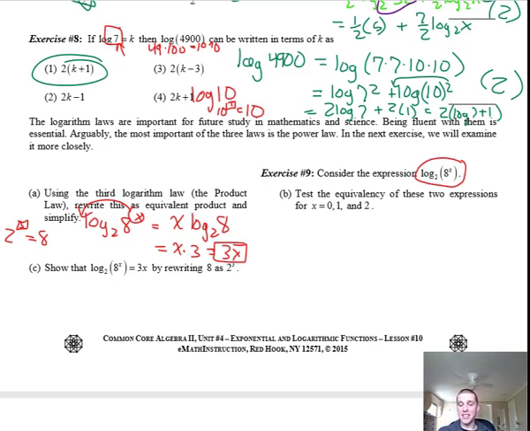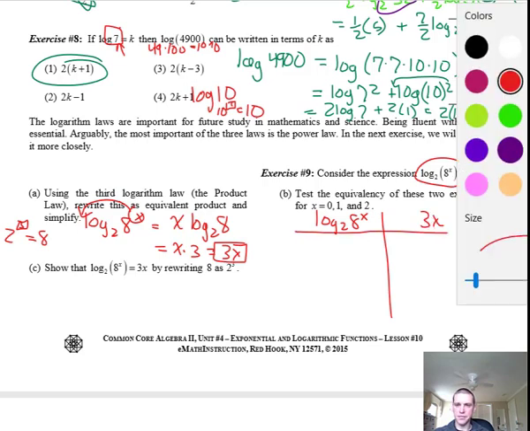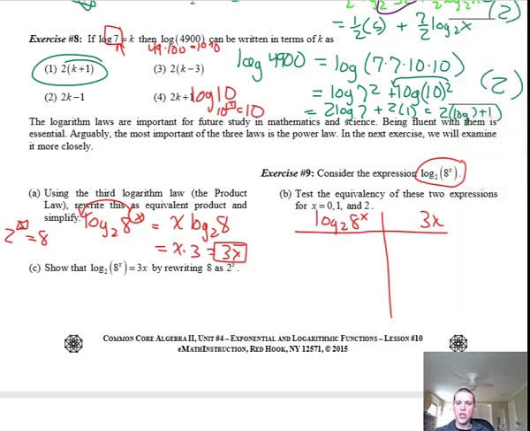For b, it wants to test it. I'm not going to do 0, 1, and 2, but I'll work with you on 0 and 1. It wants to test it, so we're going to do log base 2 of 8 to the x on one side and 3 times x on the other. And let's test it for x equals 0. Log base 2 of 8 to the 0 and 3 times 0. Well, we know that's just 0.